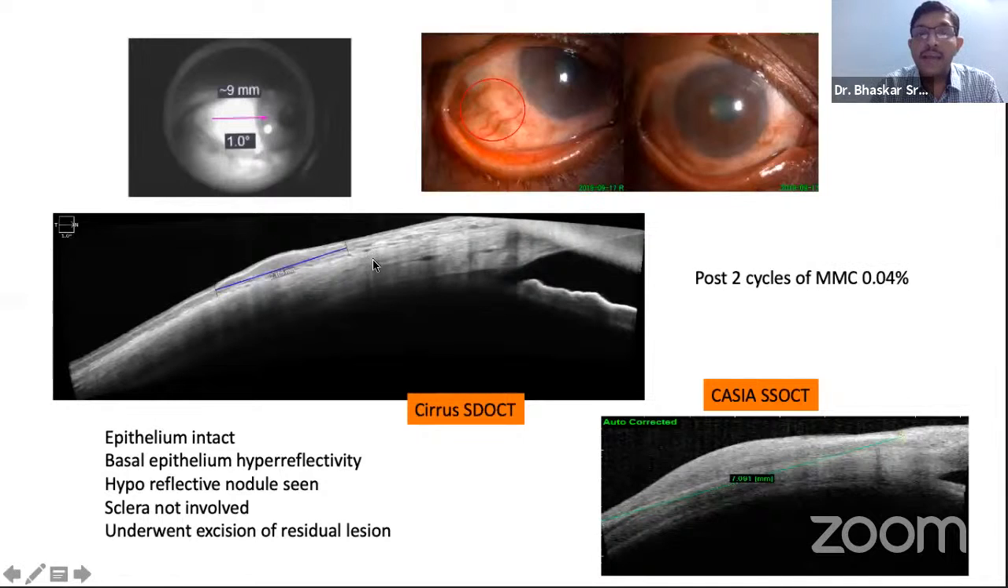And here, this is post resolution with chemotherapy, you can see a small nodule which was persistent here. And if you compare the SD-OCT versus the SS-OCT, here the epithelium is seen well, epithelium is normal, and there is a lesion just under the epithelium. You can't make out the epithelium as well in an SS-OCT. So in this case, an SD-OCT gives you a better idea that there is a remaining tumor, and you need to go ahead and surgically excise this lesion.